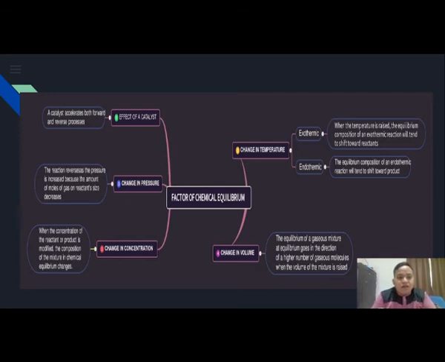A catalyst speeds up both the forward and reverse processes. It's an alternative way for you to make the route from reactant to product faster. And the presence of a catalyst does not change the equilibrium constant.